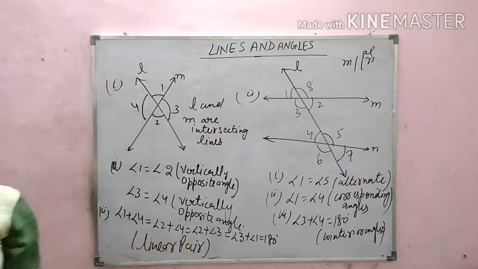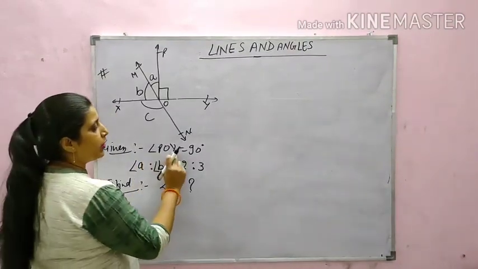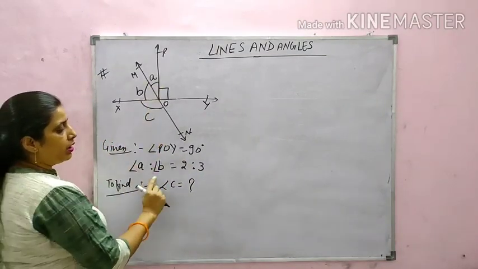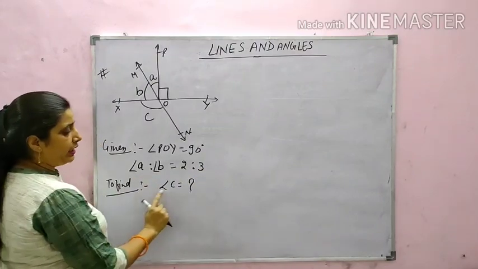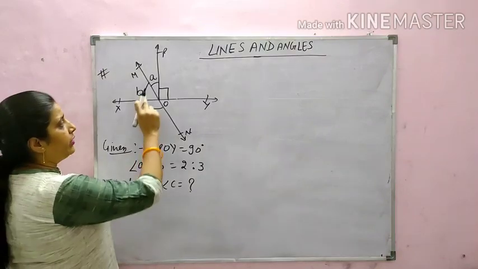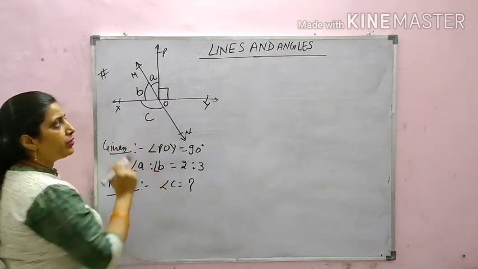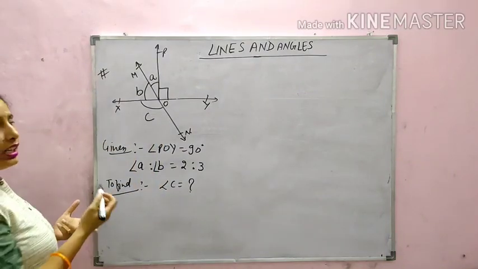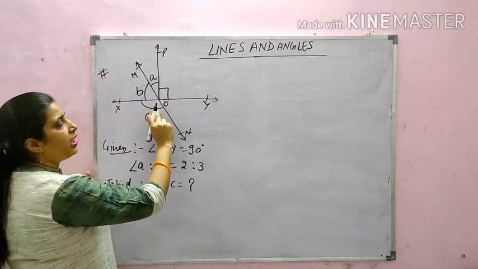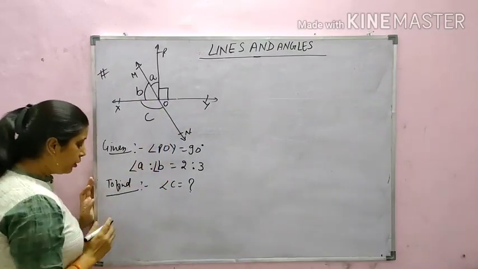Now based on these different types of angles, we will do different types of questions of exercise 6.1, questions 2 and 3. Now in this question, it is given that angle POY is 90 degrees and the ratio of two angles A and B is 2:3. We have to find angle C. Clear? It means first of all, we will find the value of A and the value of B so that we can find the value of C. We can find the value of C easily if we find the value of B, because B and C both taken together will make a linear pair.